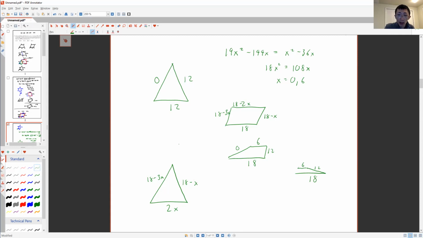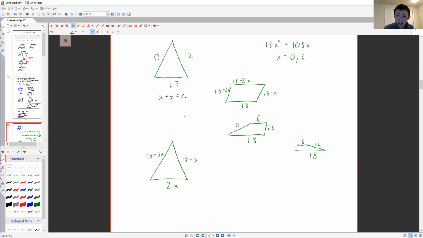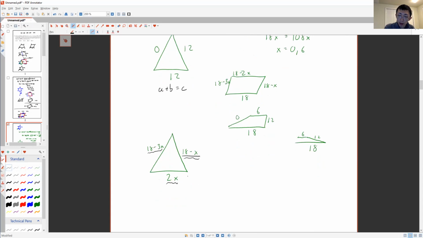Here it looks like we have the degenerate case of the triangle inequality, right? Which says that A plus B equals C. So is that true for any 2 of the 3 sides here? Well, if we assume this is the largest side, then it is true that this side plus this side equals this side length, right? So it is true that we have the degenerate case of the triangle inequality.